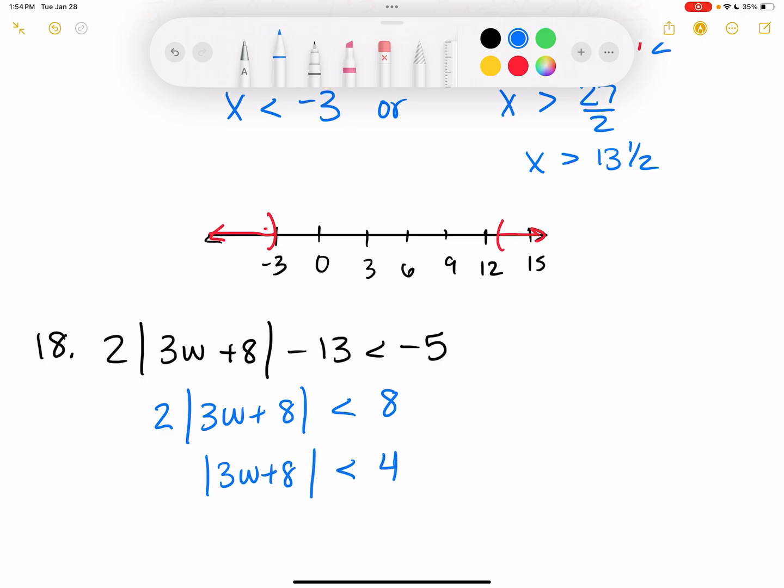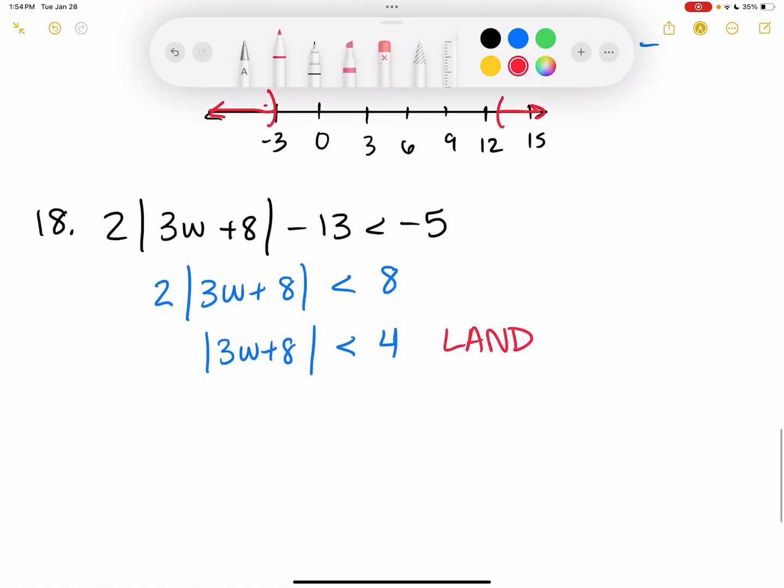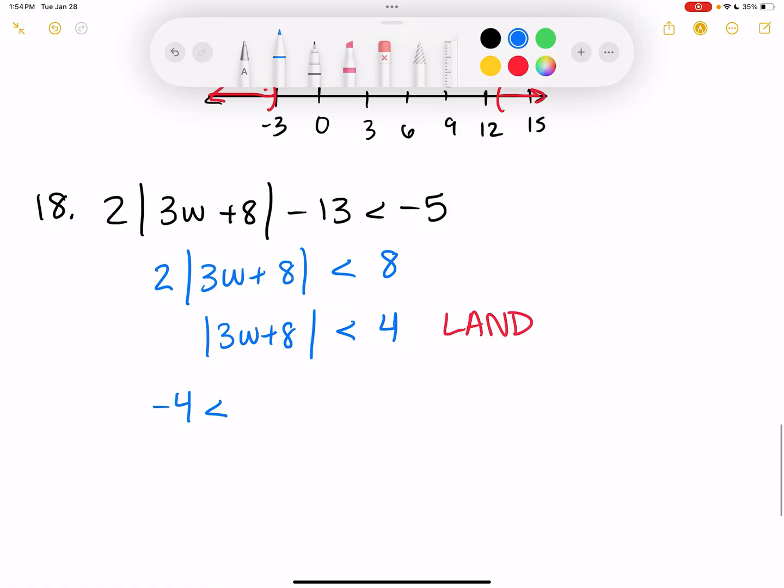Now we can say, is this AND or OR? Now it's AND. And I say that because sometimes if we had a -2 out here, it may cause the inequality to flip. So that's why we want to wait till we have it completely by itself to determine which way we're doing it. So how do I set it up? Then a -4 is less than 3w plus 8 is less than 4.